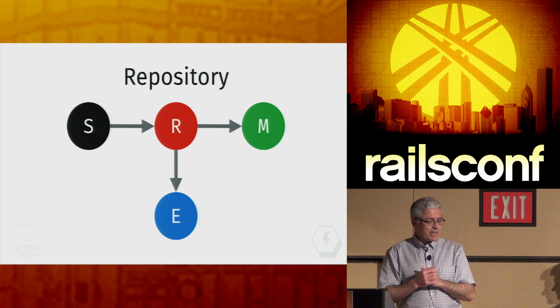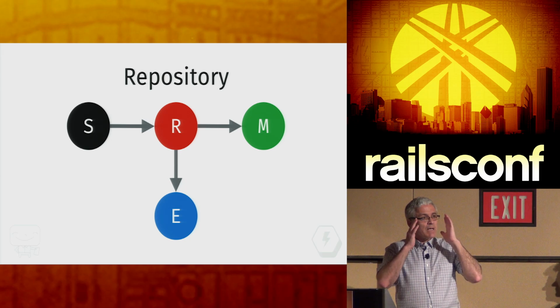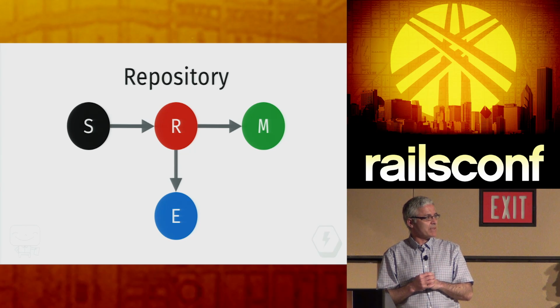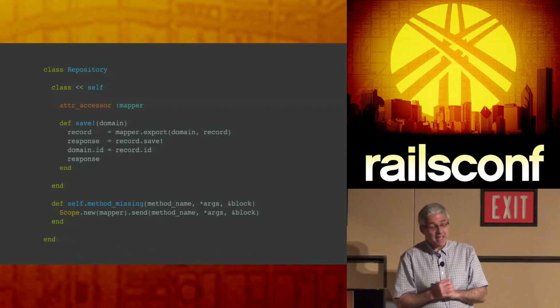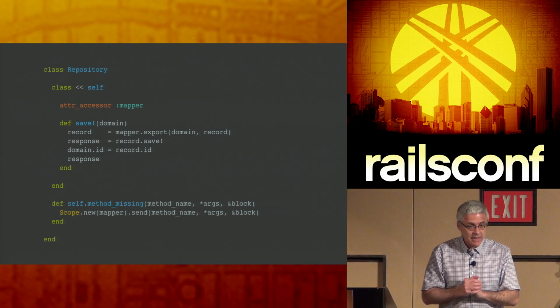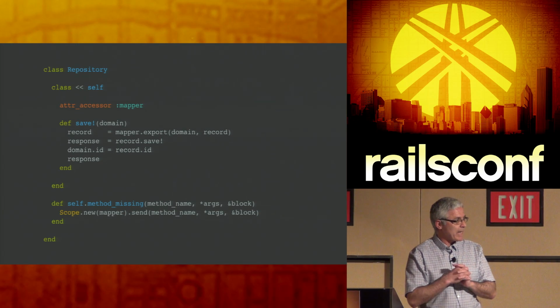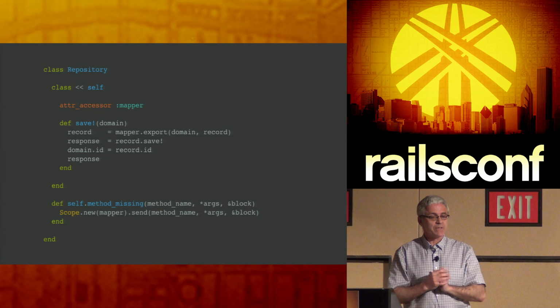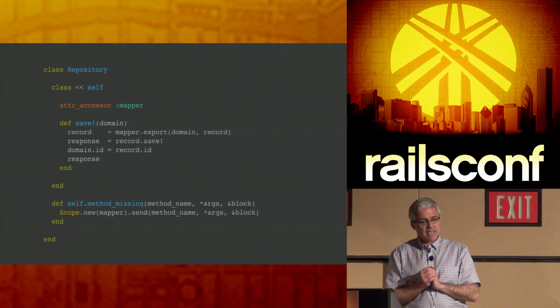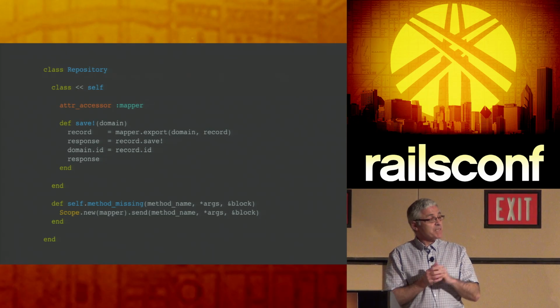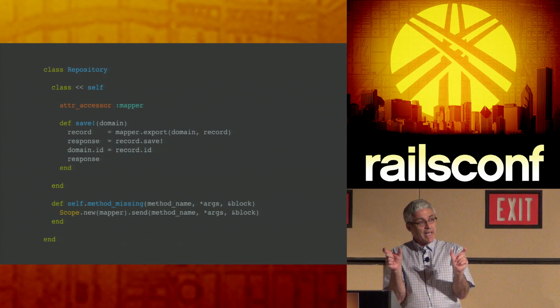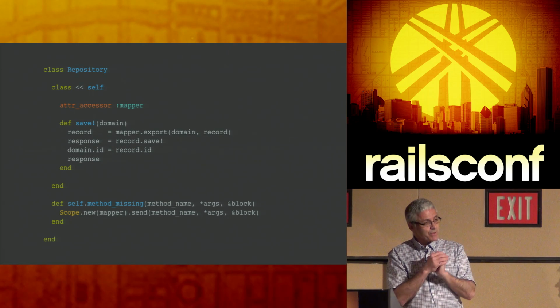So I'm going to show you a bit of code, and this is the first time I've shown my Ruby code in public. So please be kind. There are probably way better ways to do this, but this is the repository. There are some other methods here, but I just wanted to show you the simple ones. So this is what a save looks like. The save takes a domain object, and it converts it through something called a mapper, which maps the domain object onto an active record object, which is called a record here. Then it calls record.save, assigns the ID, and returns the response.